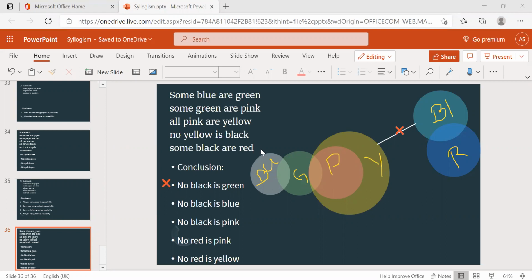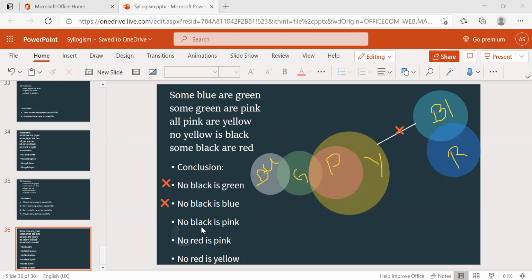And another one. No black is blue. No black is blue. Also, there is no connection between black and blue. Actually, there is no connection between these two Venn diagrams. So if the conclusion is a definite conclusion, it must be treated as wrong. So no black is blue is a wrong one. We cannot take this as a definite conclusion between two Venn diagrams which don't have a connection.